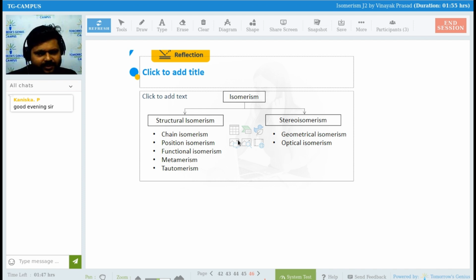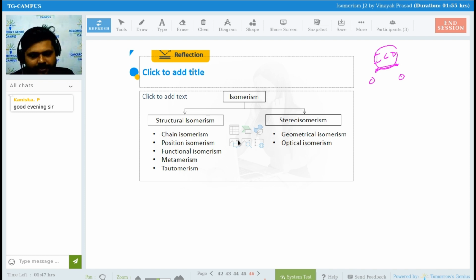And what is the meaning of this isomerism? Iso means what? Same. So there must be something same. What is that same? Let's suppose if I am saying two people are looking similar, right? It means they are same. So in isomerism, iso means same, right? So their molecular formula will be same, but the structure will be different.